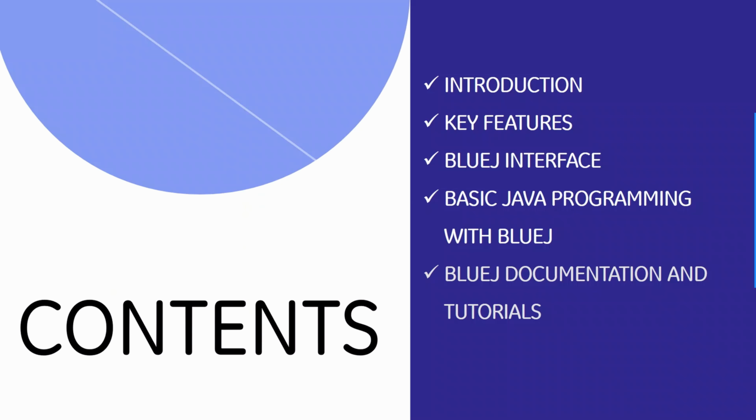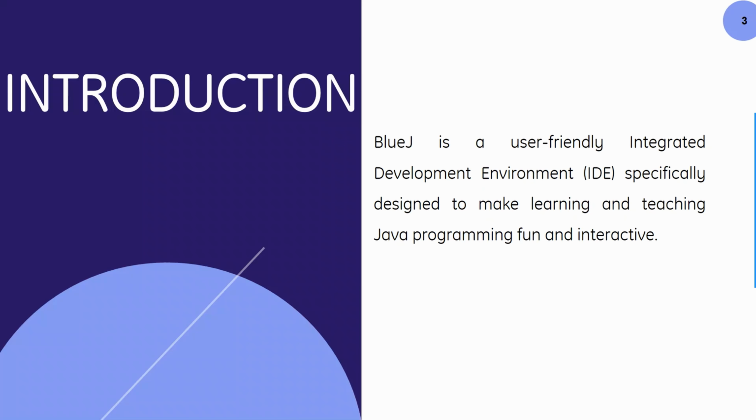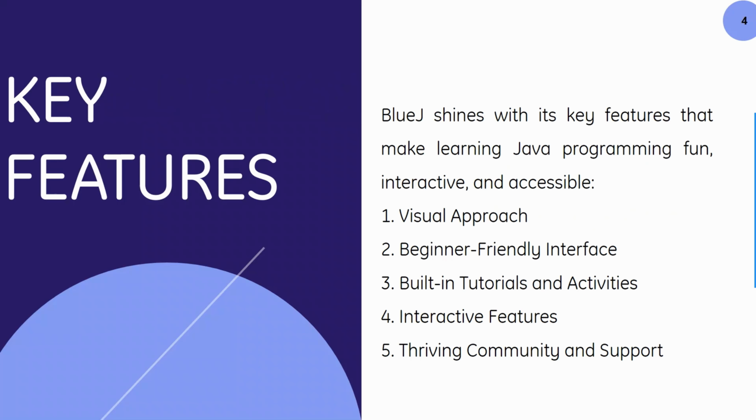be presented here. Moving on to the introduction, BlueJ is a user-friendly integrated development environment, which is an IDE, specifically designed to make learning and teaching Java programming fun and interactive. What are the key features of BlueJ? It involves a visual approach, a beginner-friendly interface, built-in tutorials and activities, interactive features, and a thriving community and support. So people who are starting to learn Java can execute it on BlueJ. It's very simple and easier for you guys since you have a visual approach over there also.